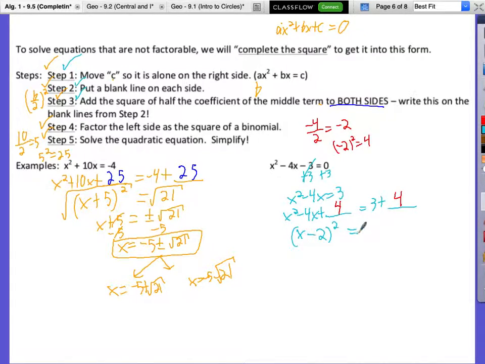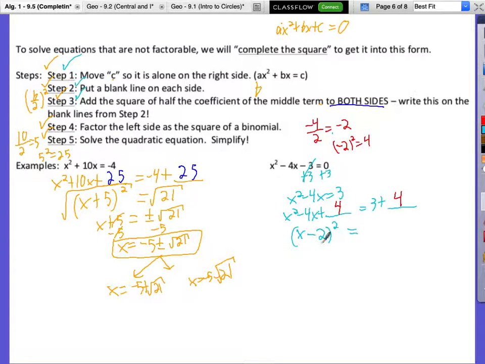Okay? Let's look at this. What number did we have after we divided b by 2? -2. That's what goes there. Every time. Whatever b divided by 2 was, that's what goes there. 100% of the time. That way we already know what sign it is. If b is negative, it's negative. If it's positive, it's positive. Whatever half of b is, that goes there.